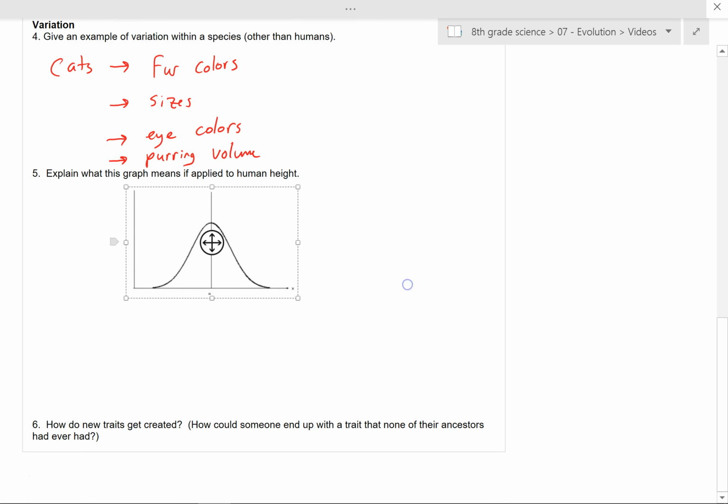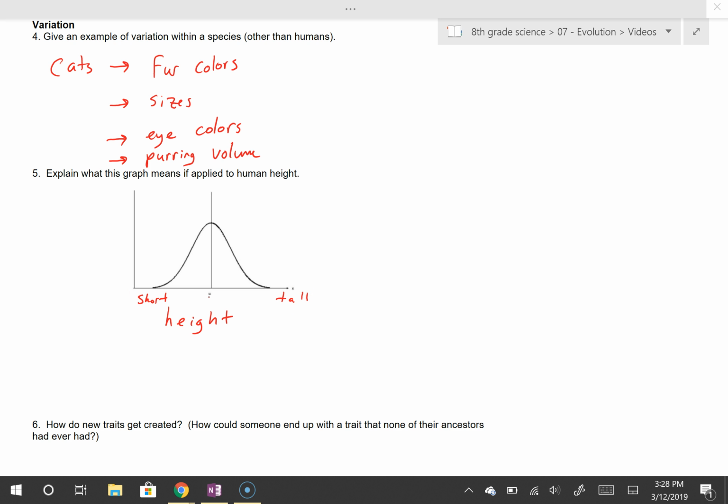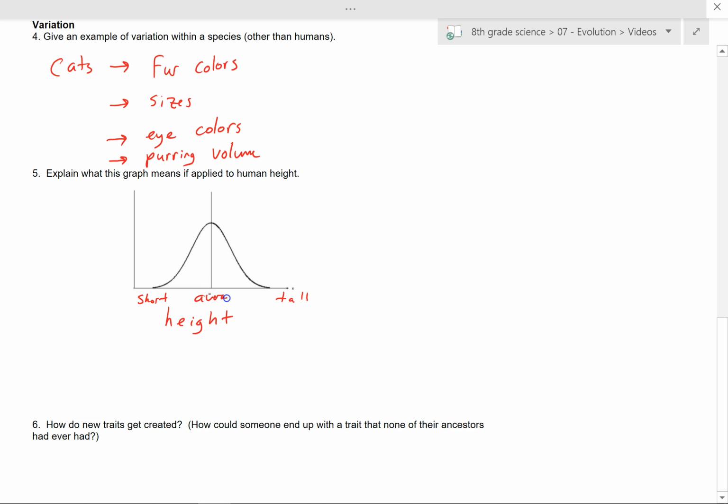For the next one, what is meant by this graph here? Well, this is the type of graph we use to describe distribution of a trait. So at the bottom, it says we're applying this to human height. So height is going to go on the bottom, where over here is short, over here is tall, and in the middle, that's, say, average. And then on this side, we call this the frequency or the number of people with that trait. So as we go further up the axis, we have more and more people with that trait.